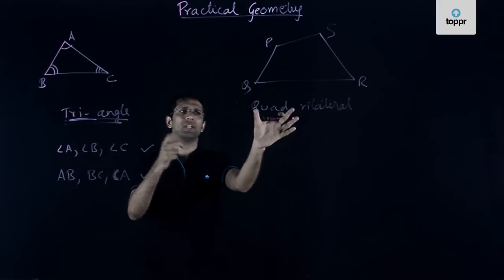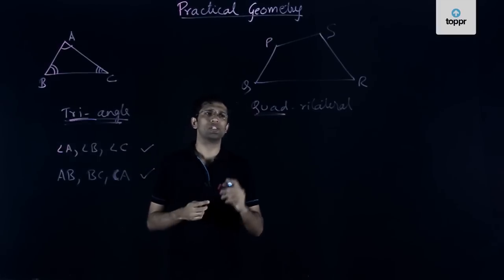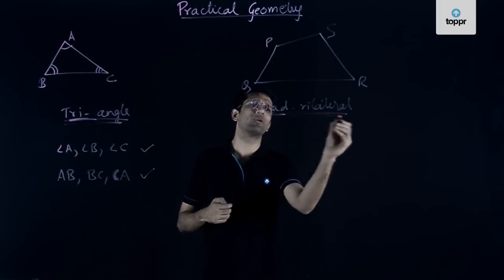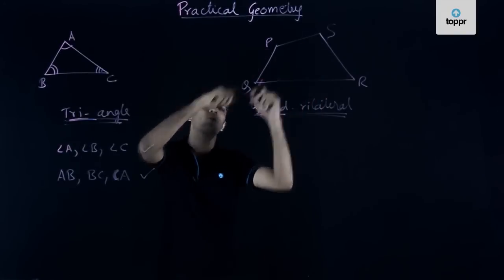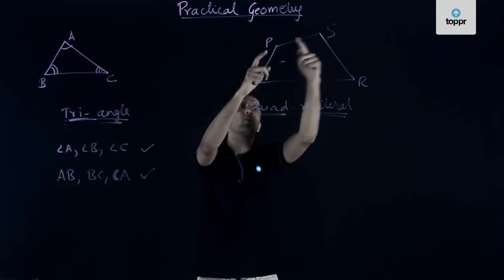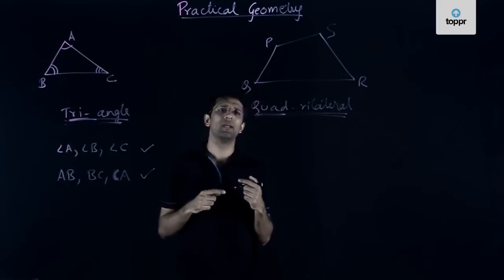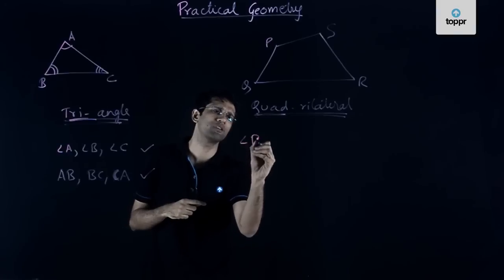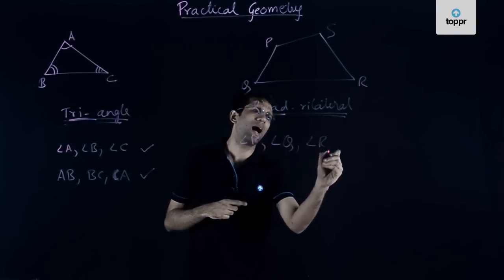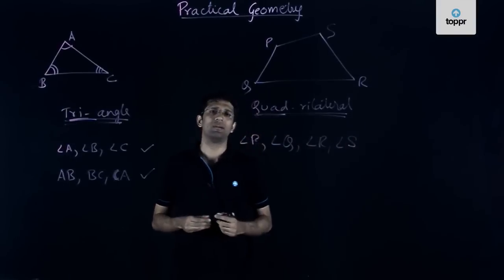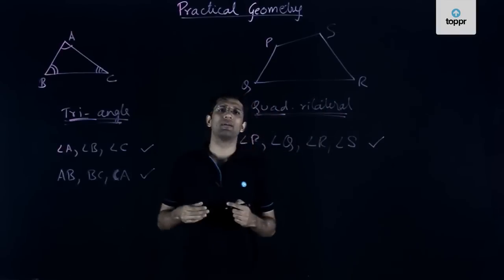The prefix is quad, and this word quad means 4. So a quadrilateral is nothing but a 4-sided polygon, and it also has 4 vertices and 4 angles. If we are given a quadrilateral, we can find the measures of angle P, angle Q, angle R and angle S as well. So we now have 4 pieces of information that we can find about this quadrilateral.